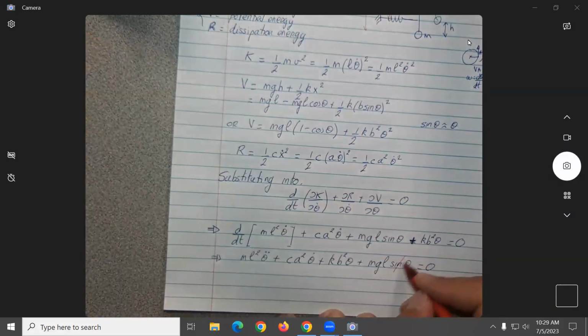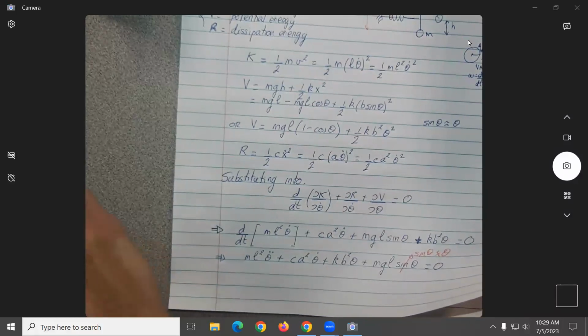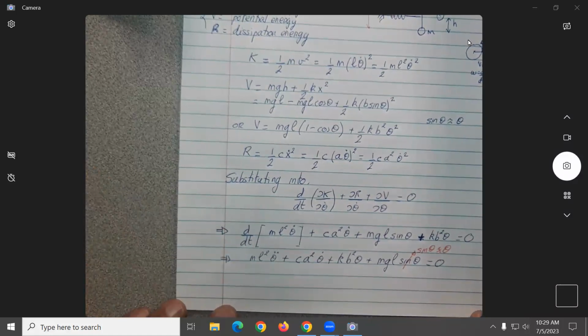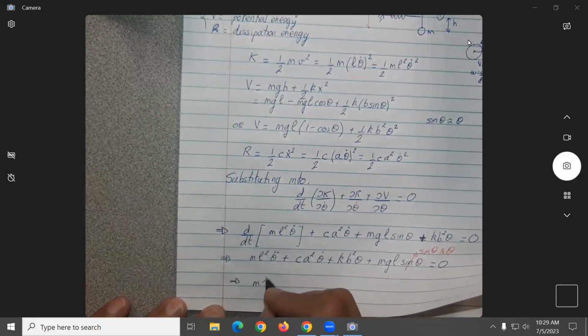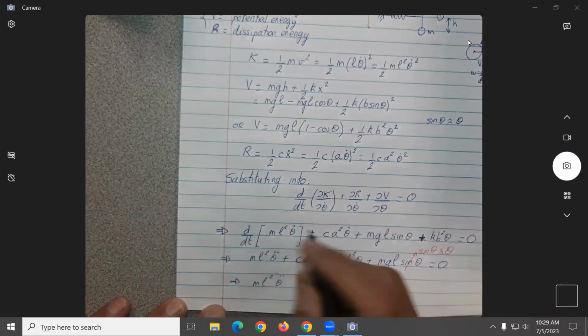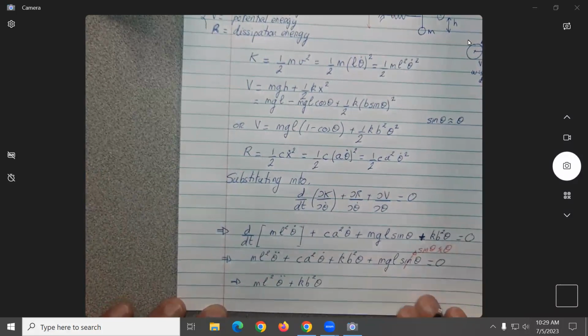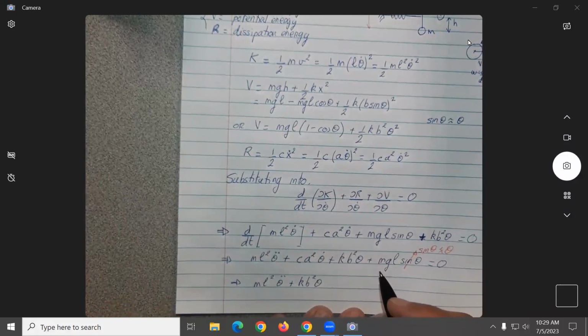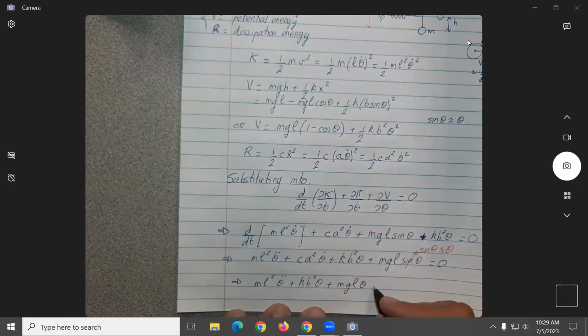But again, we can use the small angle approximation and say that sine theta is approximately equal to theta. And this will give us what? L squared theta double dot, plus KB squared theta, plus MGL theta, plus C A squared theta dot.